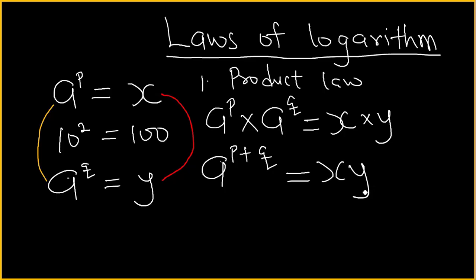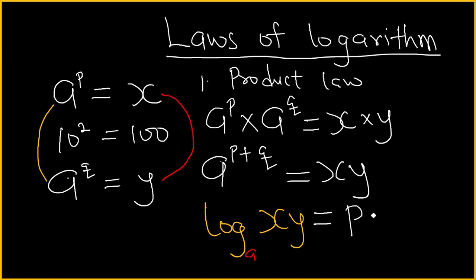So from here, we are going to write this in a logarithmic form. Writing this in a logarithmic form, log of the result. Now xy is our result. Log of our result to a base, and a is our base, is equal to the exponent or index, which is p plus q.